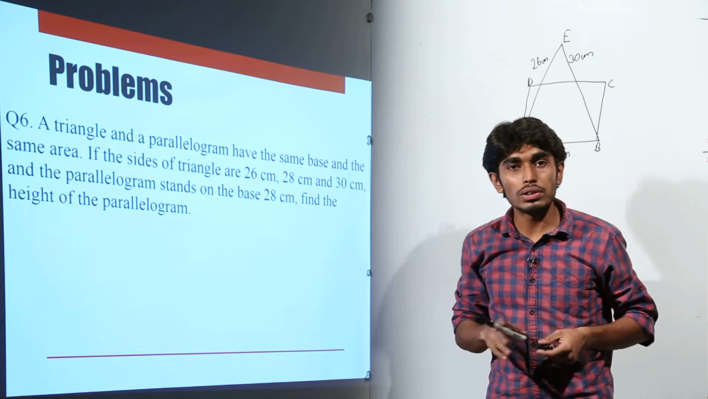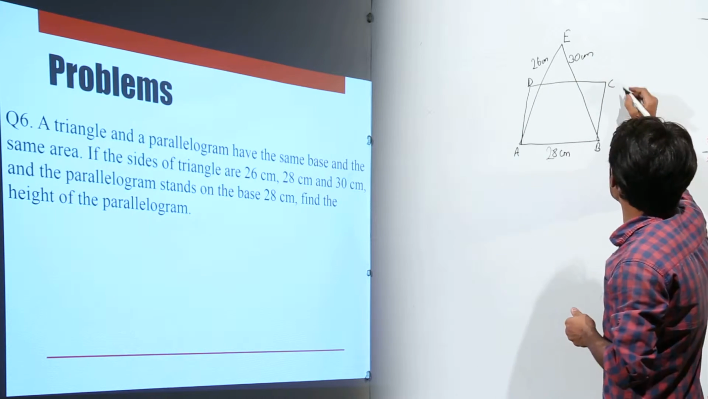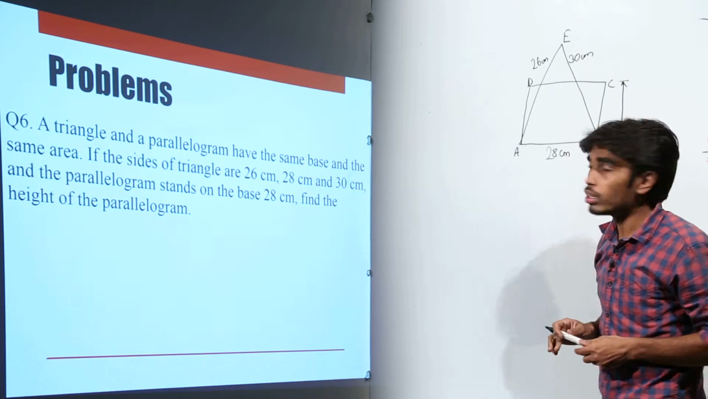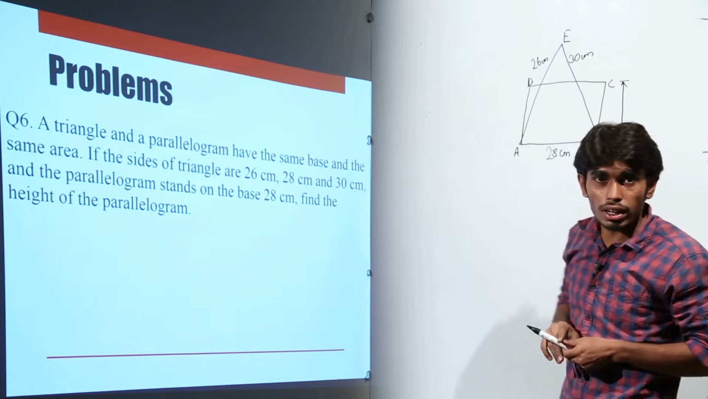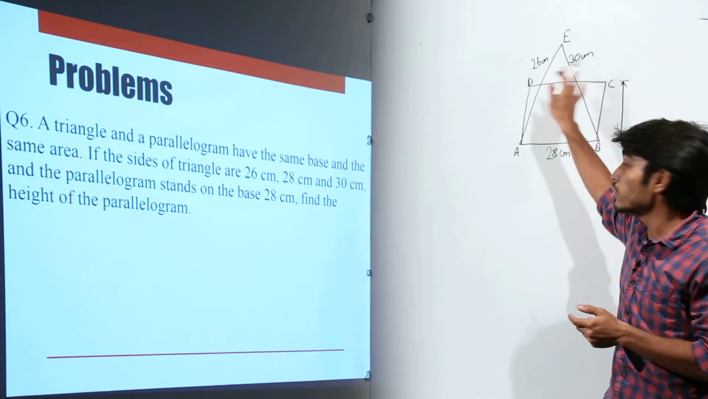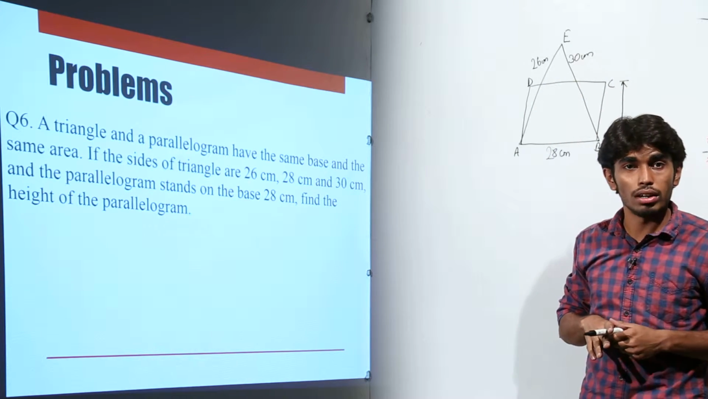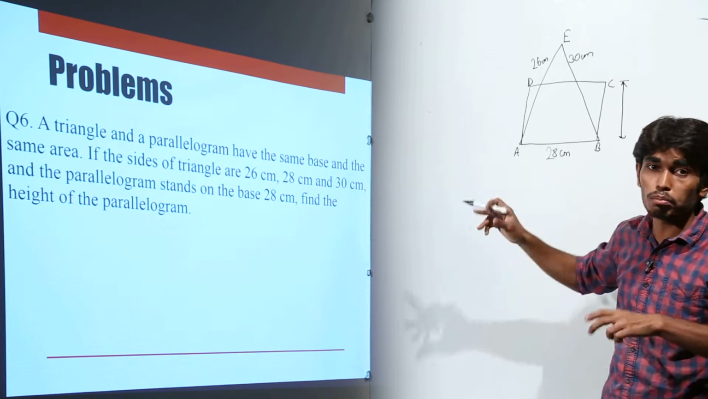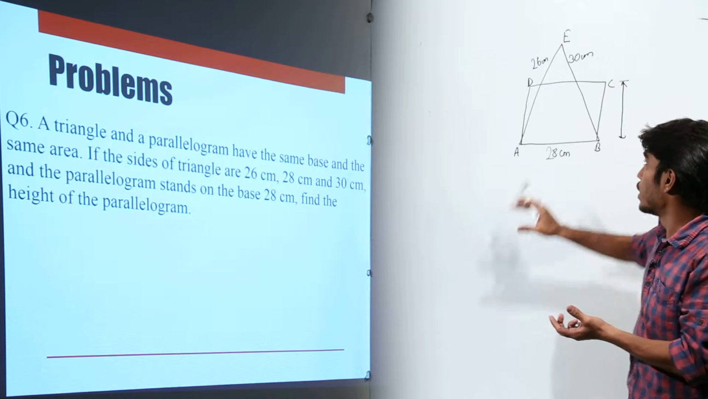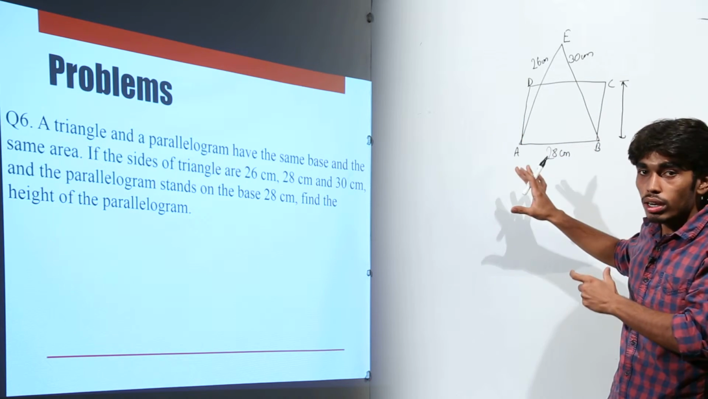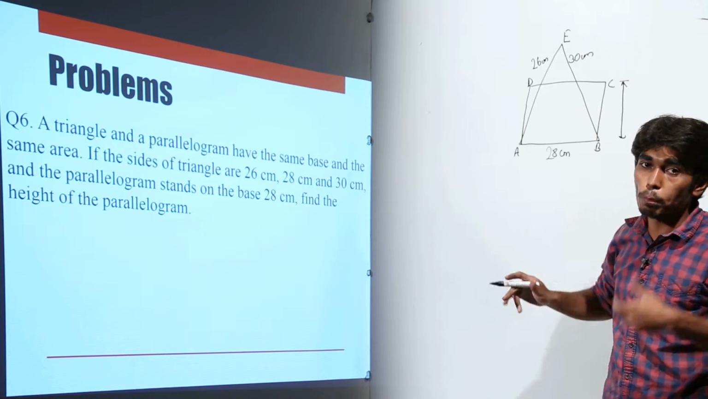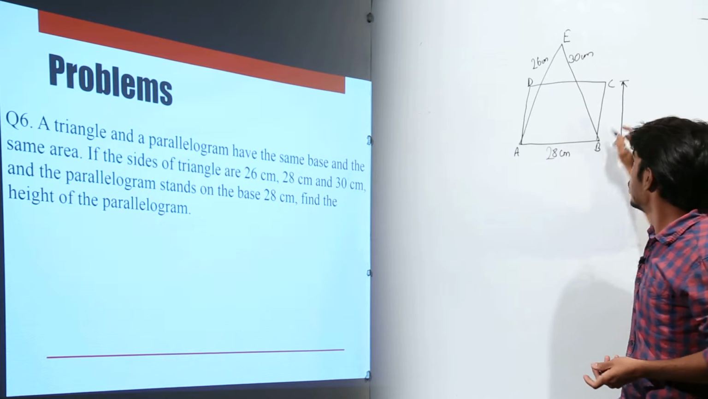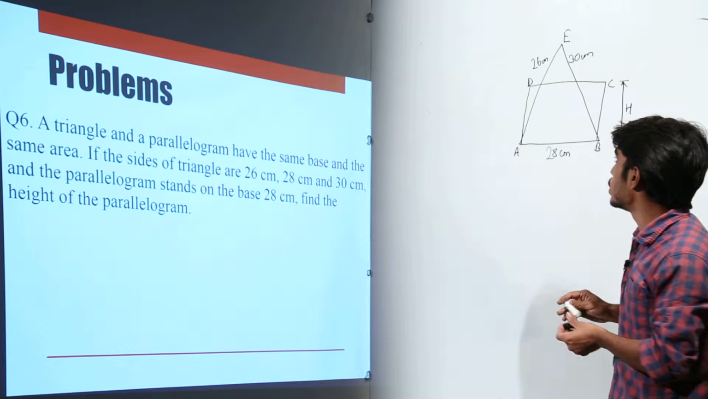Now what we need to do is find the height of the parallelogram. We have to find this perpendicular height of the parallelogram. We are given all the three sides of the triangle. By using the three sides, we can calculate the area of the triangle. And as it is given in the question, the area of the triangle and parallelogram are equal. The area of the parallelogram is base into height. Base is known, so height can be calculated. Let's see how to proceed with this question.